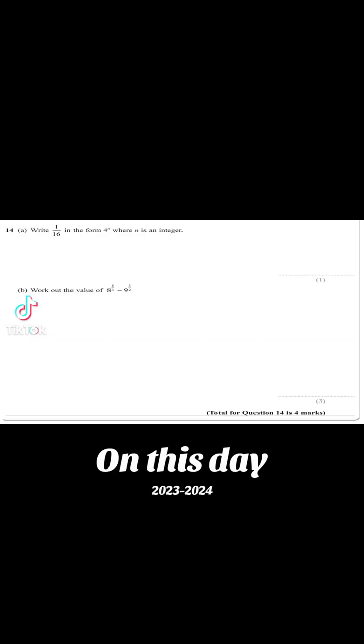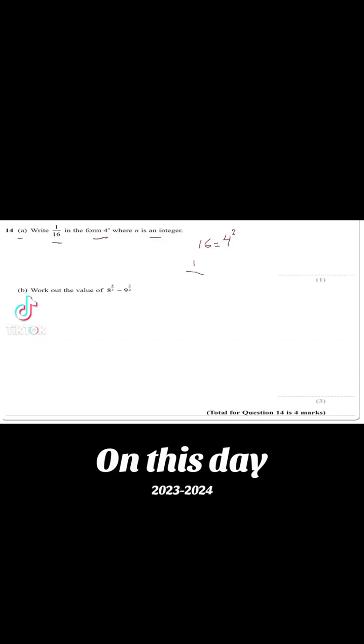So question 14 part A: write 1/16 in the form 4 to the n, where n is an integer. So 1/16. Well, I know that 16 is 4 times 4, so 16 is 4 squared. Now, to go from 16 to 1/16, I've done the reciprocal, so I've turned it upside down. That's only possible by making the power negative.